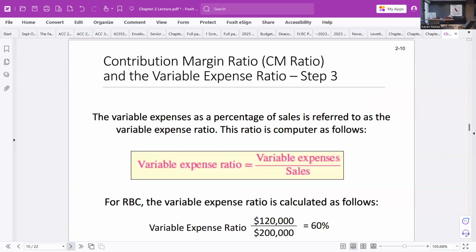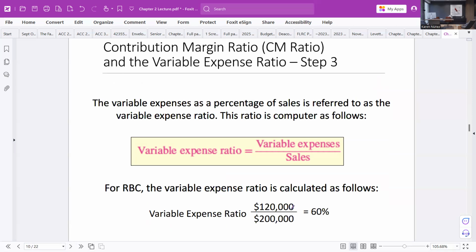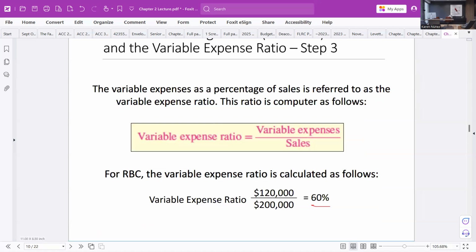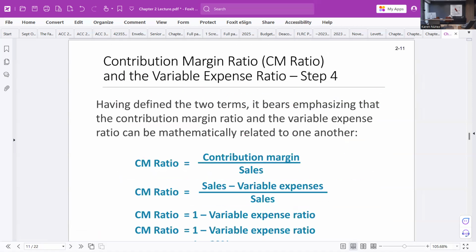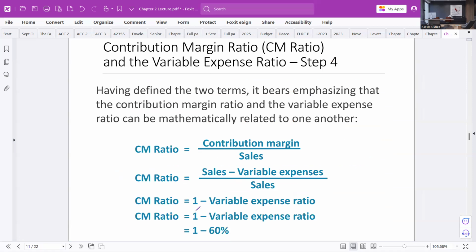And the variable expense ratio is just variable expenses, again, as a percent of sales. And we could do that using total dollars, which is what we're doing here. Total variable expenses of $120,000 over total sales of $200,000. So variable expenses are 60% of sales. Every time you have another dollar in sales, you've got 60 cents in variable expenses. And again, we could do that using total dollars or using the per unit numbers.